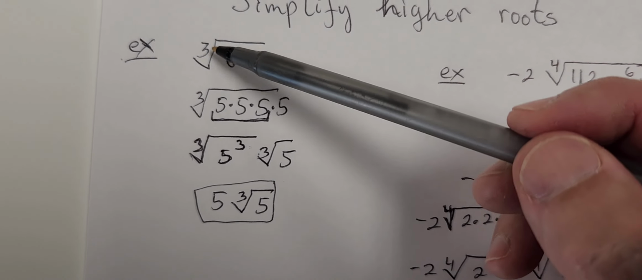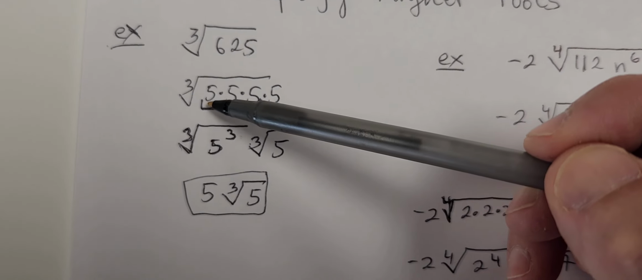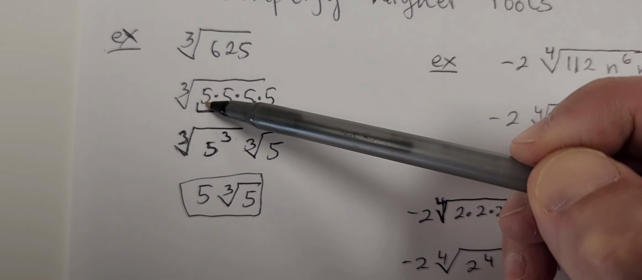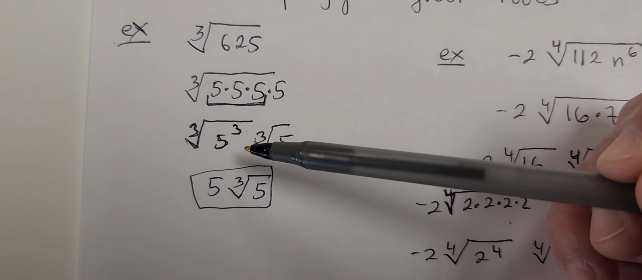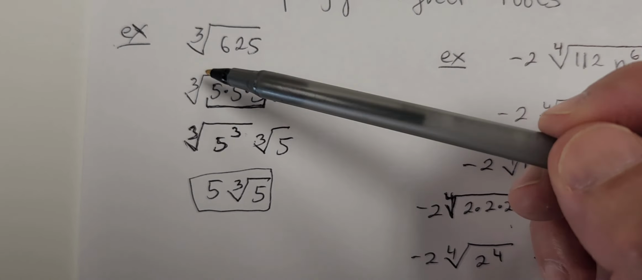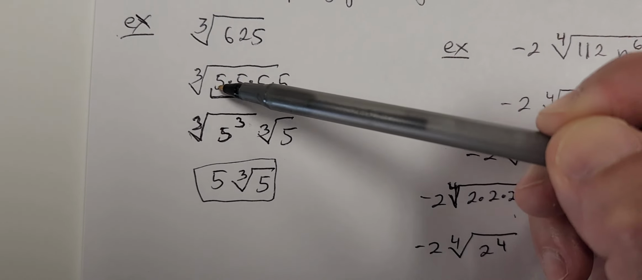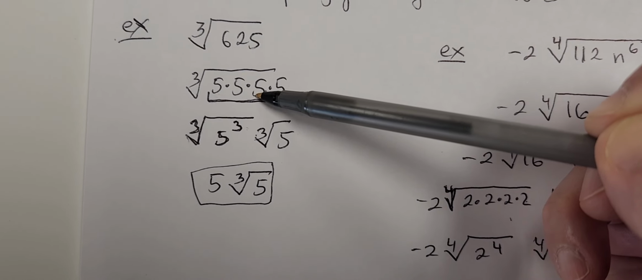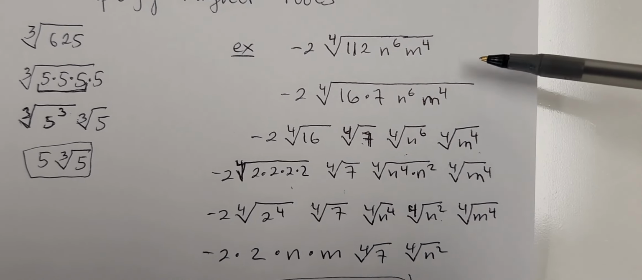Again, whatever this number is, we need to find a number that is multiplied by itself that many times so that it can be canceled out. This is 3, so I need to find three numbers that are the same, repeated 3 times, so that I can cancel out. Okay, move on to the next example.